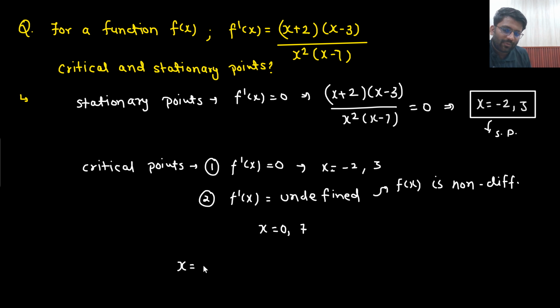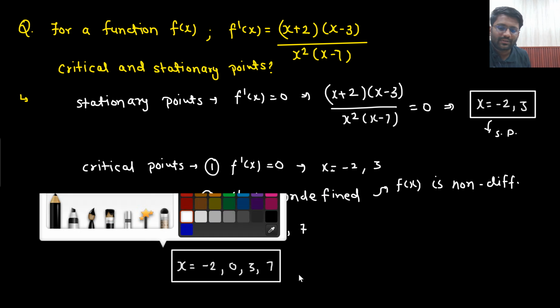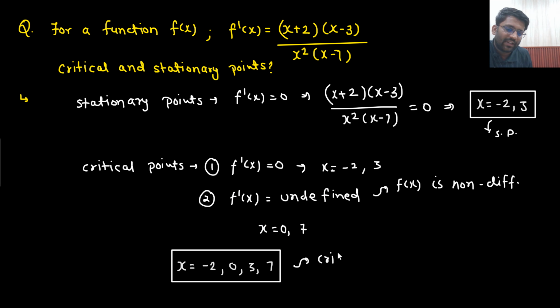So what all are your critical points? Sir, critical points are minus 2, 0, 3 and 7. These are my critical points. Now you can say one statement. What is that statement? All stationary points are surely critical points, but not all critical points are stationary points. Although no one will ask you these kind of statements in the examination hall. These are not very important.